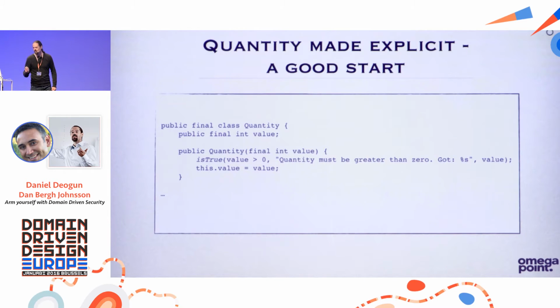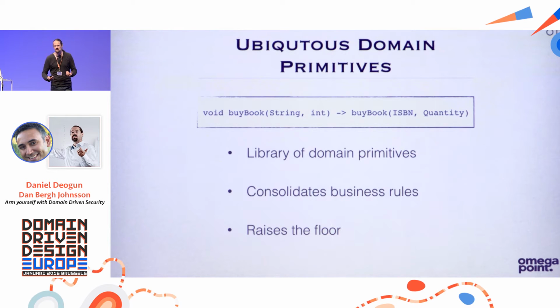So if we do this consistently, we'll go from having buyBook taking strings and ints to having buyBook take some kind of ISBN and quantity. So we build this library of domain primitives that raise the floor for our discussion and for our code base, so that our entities or services will do much less work. The code will be much shorter, much crisper, to the point that we can actually sit in front of a non-technical domain expert, show them the code, and they will say, yeah, that's how we do our business.